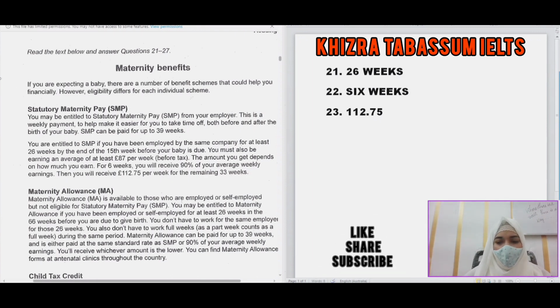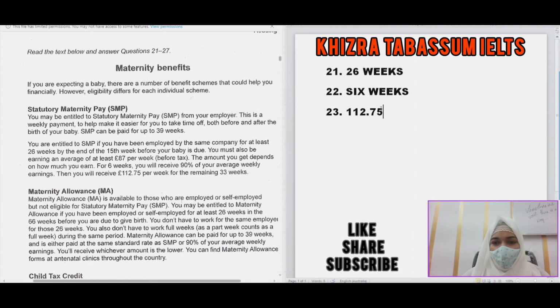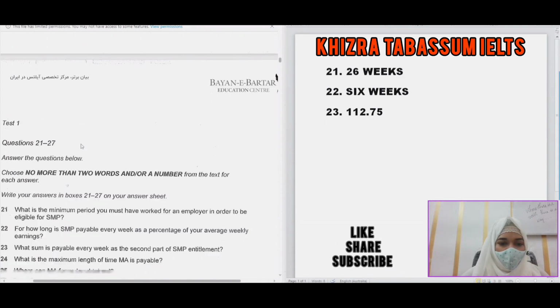So you have to write like this also. If a point is there, you have to write 0.75 also. This will be coming under one word, one number. Now next one.